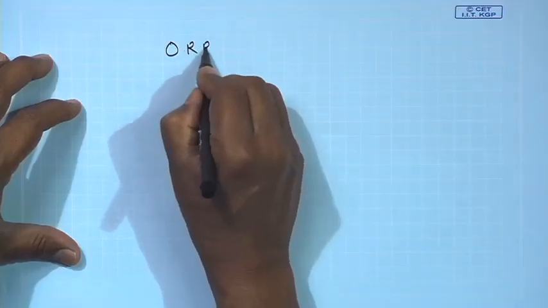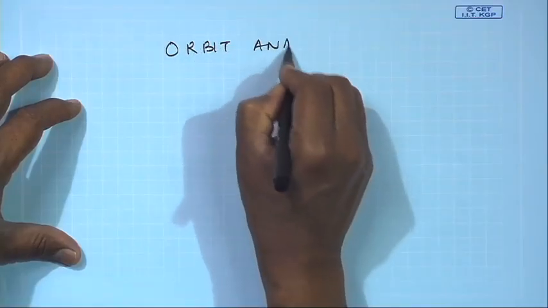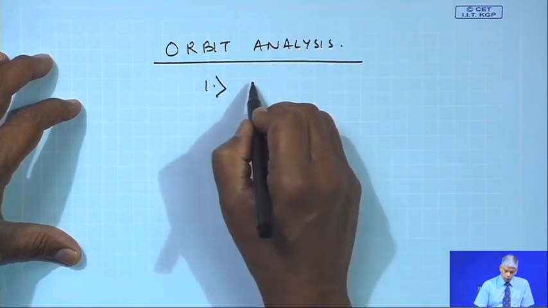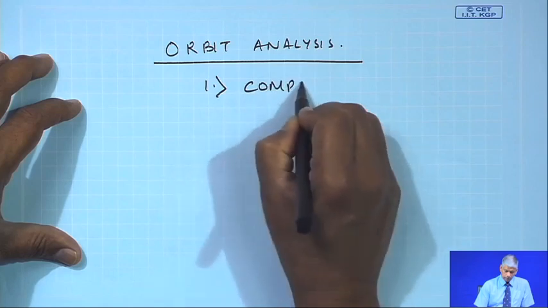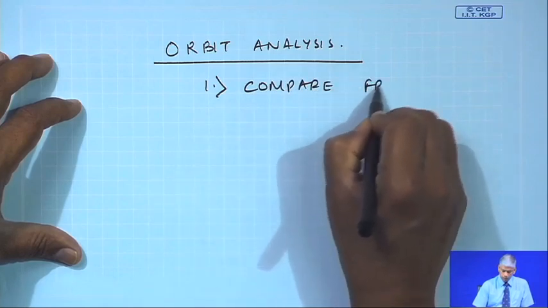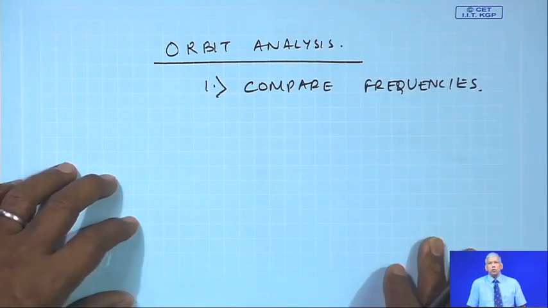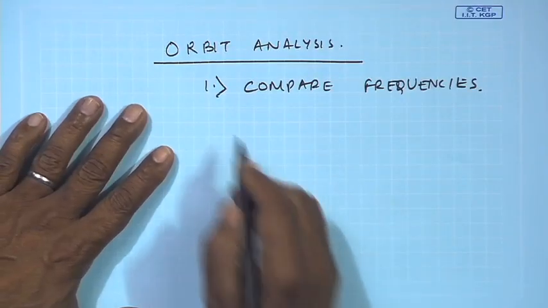So, what happens in orbit analysis, I could do many things, compare frequencies. That means if one frequency is known, looking at the orbit plot, I can say whether the other frequency is twice, thrice, some multiple of it, because the shape of that plot would change.